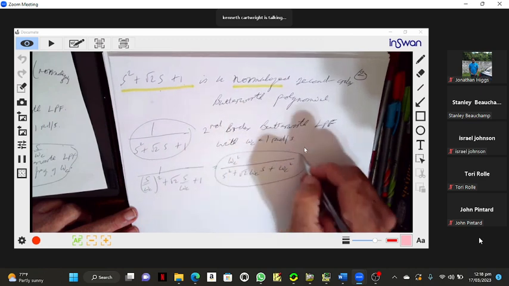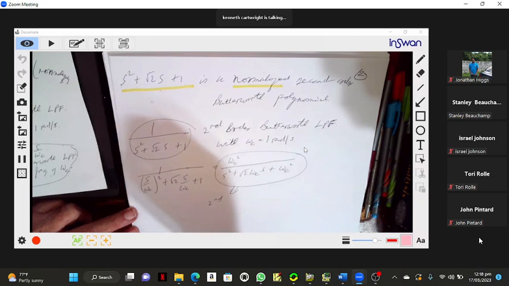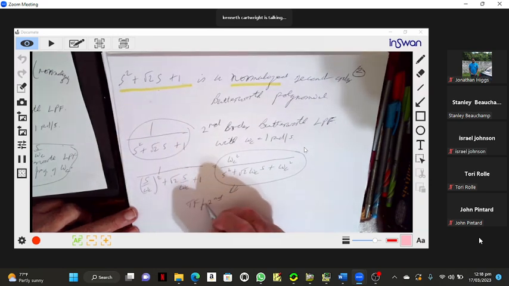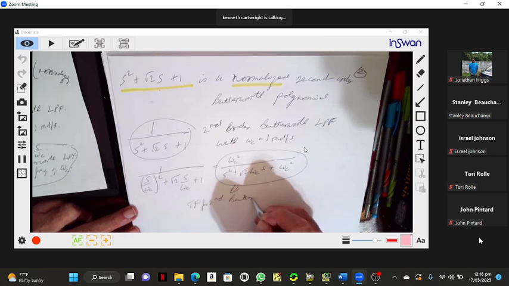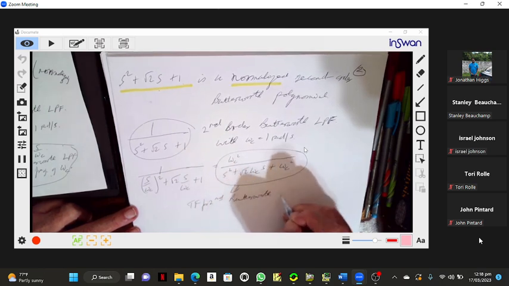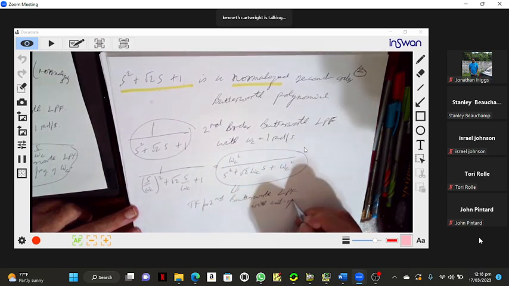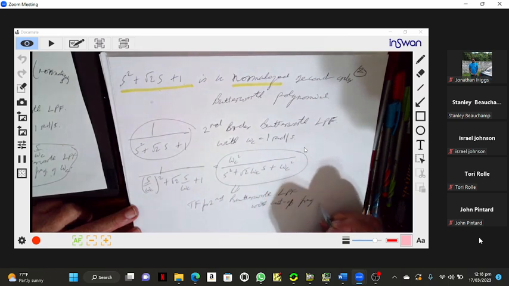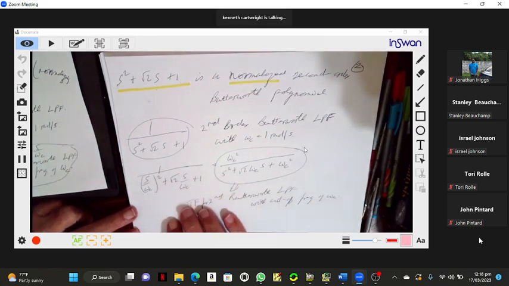This now, what is this? This is the transfer function for a second order Butterworth low pass filter with cutoff frequency of omega C. Any questions about this?